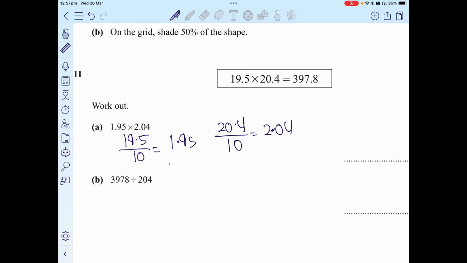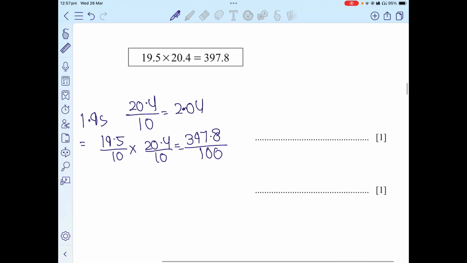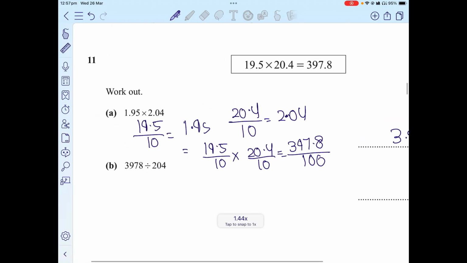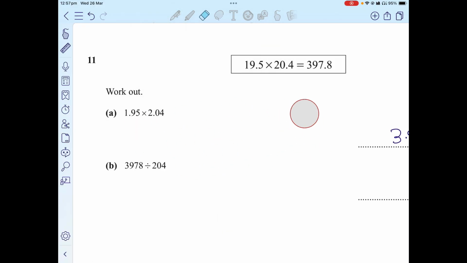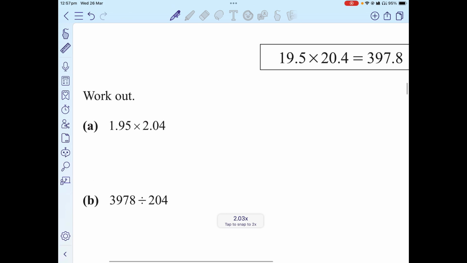So we can simply write it down as 19.5 over 10 times 20.4 over 10. When we multiply this, the numerators multiplied give us 397.8, and the denominators multiplied give us 100. When you divide by 100, it basically means that you move the decimal 2 places to the left. So that is 3.978. Let me get a bit clearer with this working, because this question might be hard to understand for the course students.